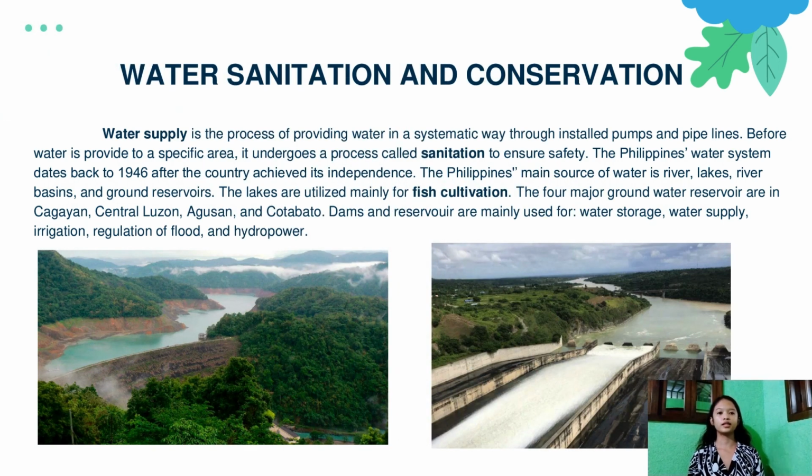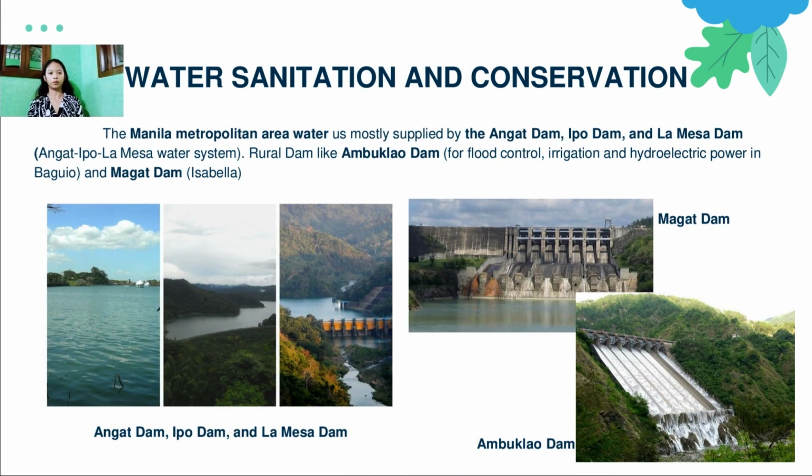Water supply is the process of providing water in a systematic way through installed pumps and pipelines. To ensure safety, water undergoes a process called sanitation. The Philippines' main sources of water are rivers, lakes, dams, etc. The lakes are utilized mainly for fish cultivation. Dams are mainly used for water storage, water supply, irrigation, regulation of flood, and hydropower. Angat, Ipo, La Mesa are the main sources of water supply of Metro Manila. Ambuklao Dam in Baguio, Magat Dam in Isabela.